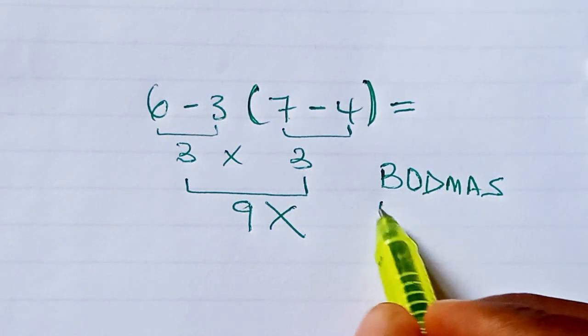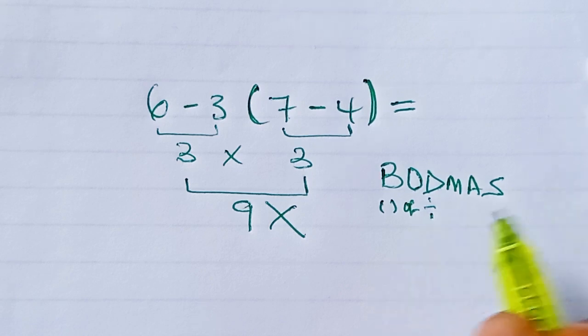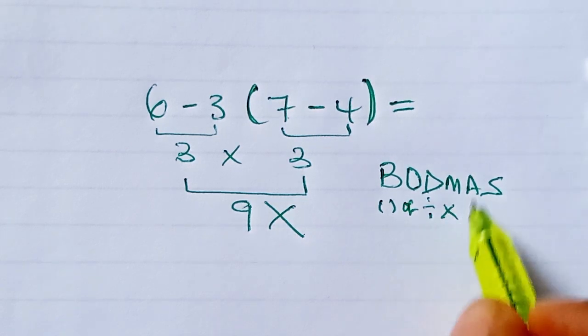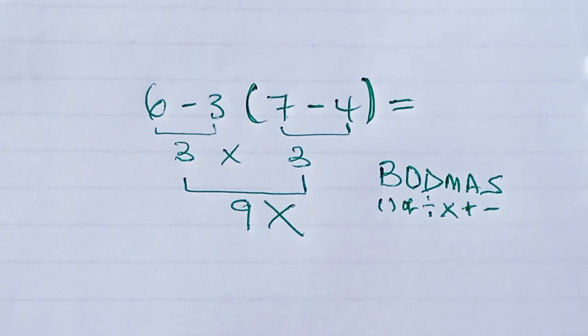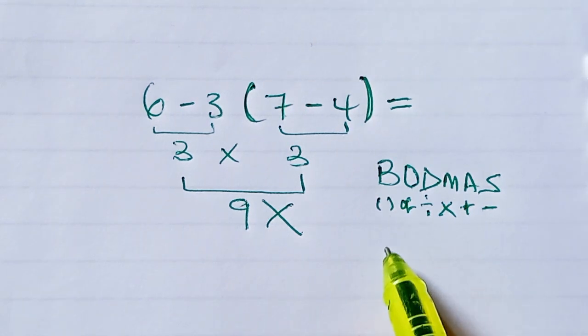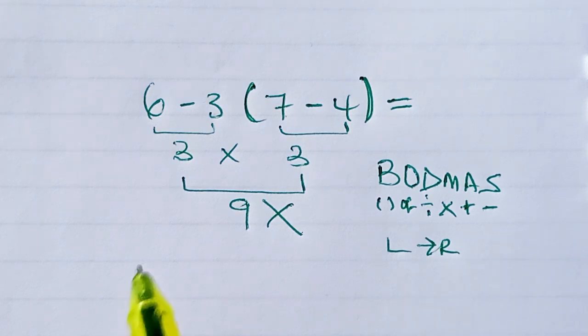B stands for bracket, O stands for of, D stands for division, M stands for multiplication, A stands for addition, and S stands for subtraction. And don't forget, we are solving with this rule from left to right. So we are following this rule from left to right.